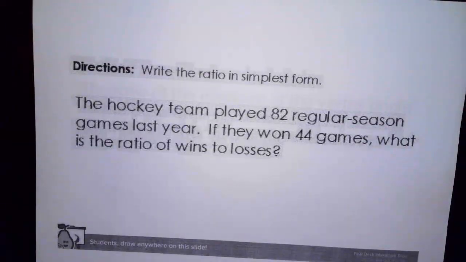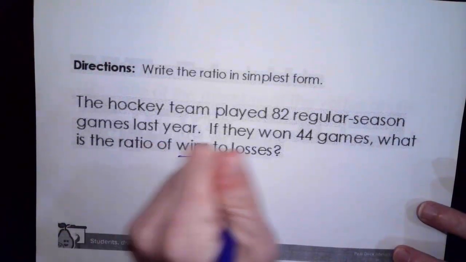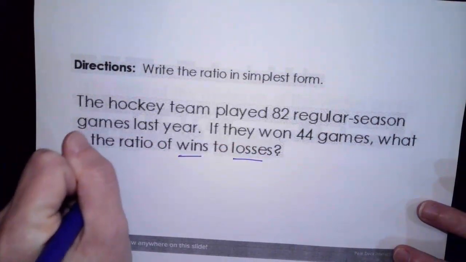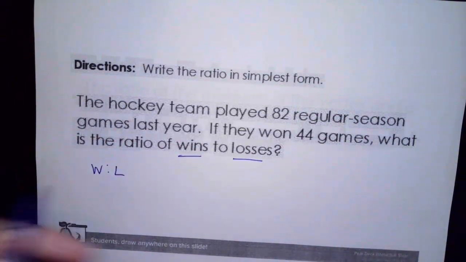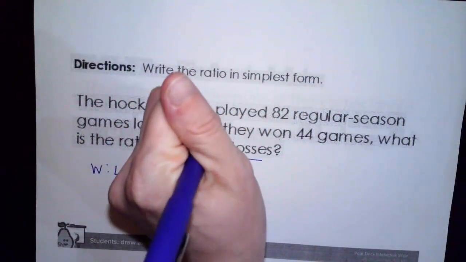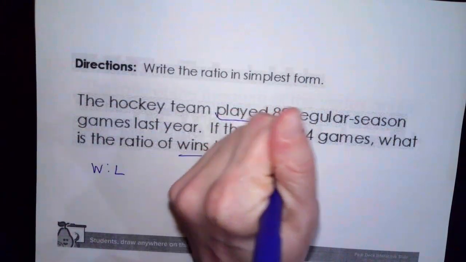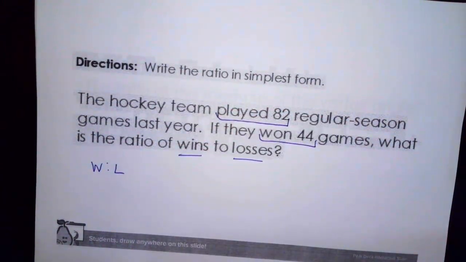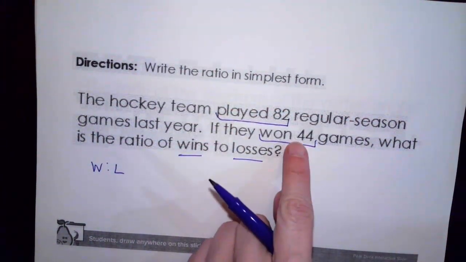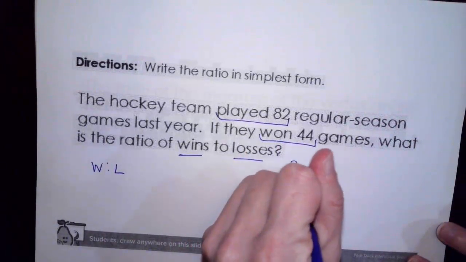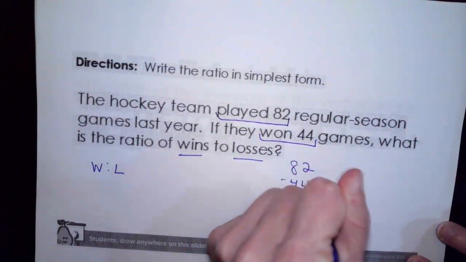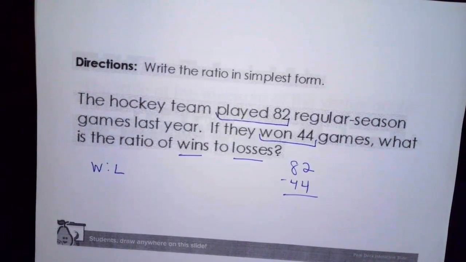Alright, question 1. The hockey team played 82 regular season games last year. If they won 44 of them, what is the ratio of wins to losses? So we want to do wins to losses. They played 82 and they won 44, which means however many that they didn't win, they lost, right? So we have to do 82 minus 44. Let's break out the calculator. 82 minus 44.